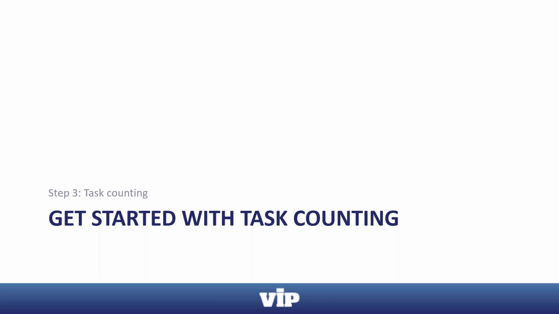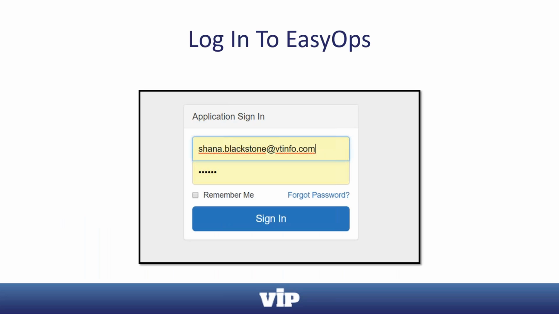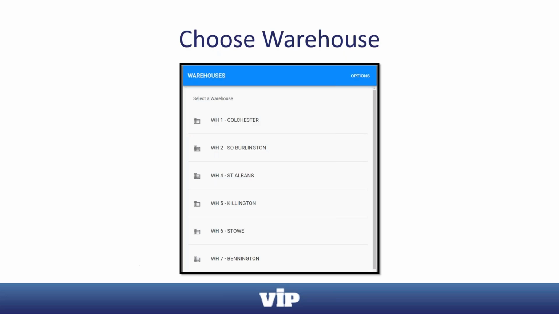What we're going to do is go out to the warehouse and get started. On your mobile device, you're going to open up Chrome and go to the URL that's provided to you when you purchase your EasyOps license. Your username and password are going to be the same as they are for Beverage on the web, and then you'll tap sign in. If you're a multi-warehouse location and you have access to more than one warehouse, you'll go ahead and tap the warehouse.